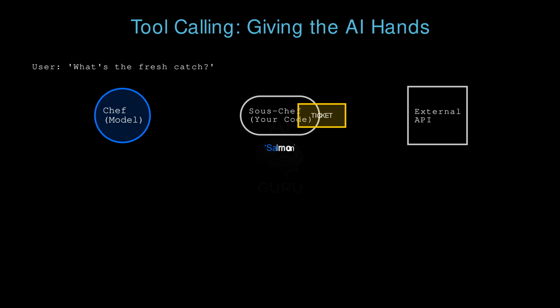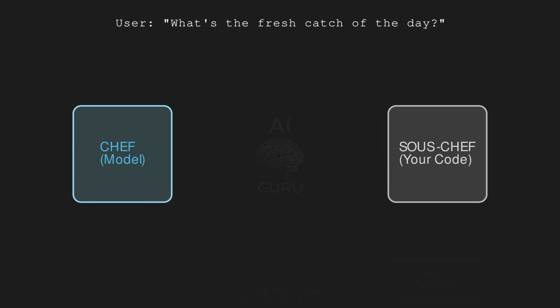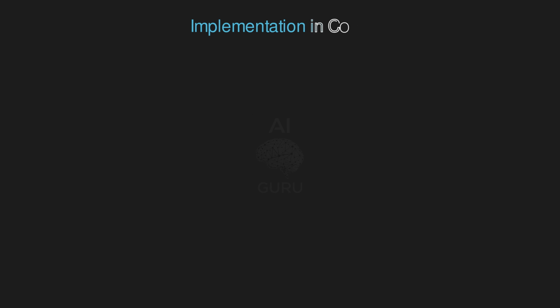So my code sees that request, I run off, I check the fish supply, and then what? You come back to the kitchen and you say, chef, we have salmon. You pass the result back into the model. And then the chef takes that new information and tells the customer, the fresh catch of the day is salmon. That's the loop. So in code, step 1 is define.